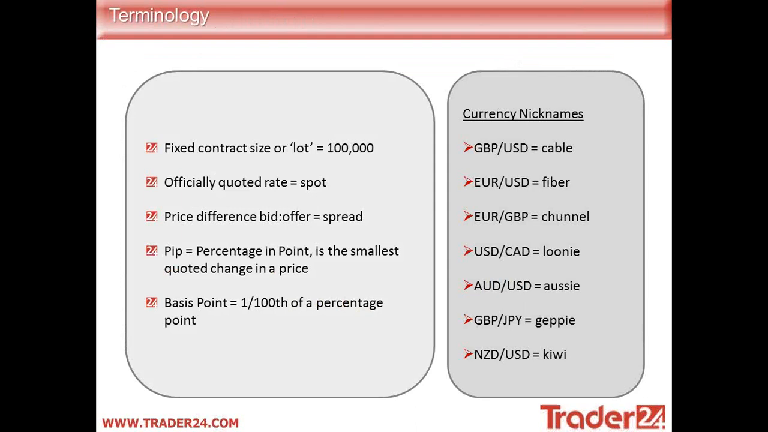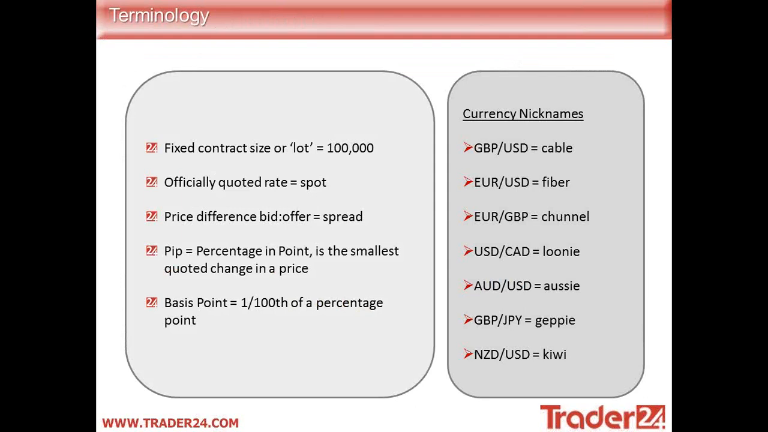Some of the currency nicknames that you'll get used to hearing, and there are a couple of different nicknames, but I've just taken some of the more wacky and more commonly used ones. If you're looking at the pound versus the dollar, we're looking at cable. Euro dollar would be fiber. Euro versus the pound is the channel. The dollar CAD, which is the Canadian dollar, we call the loonie.